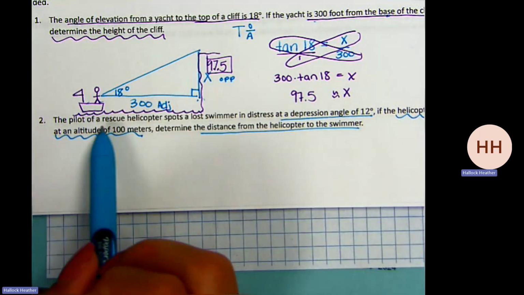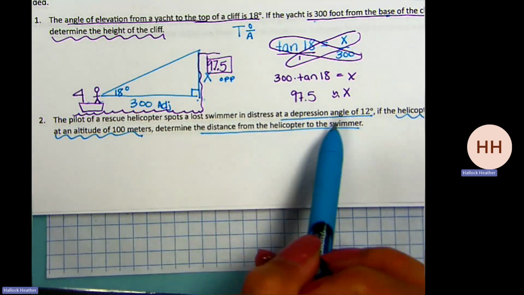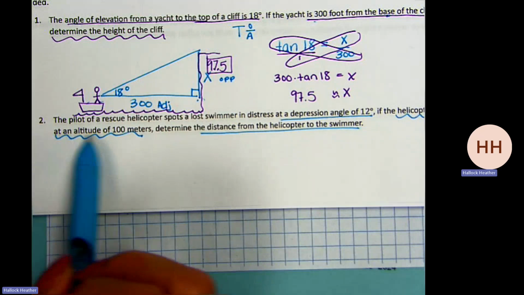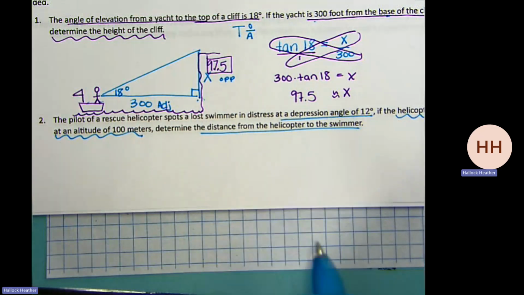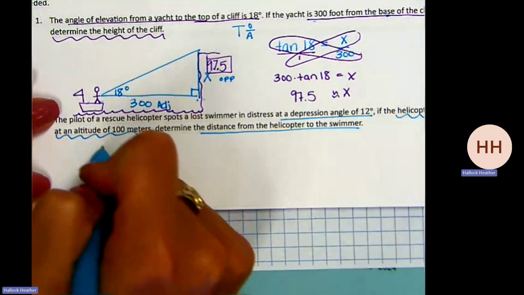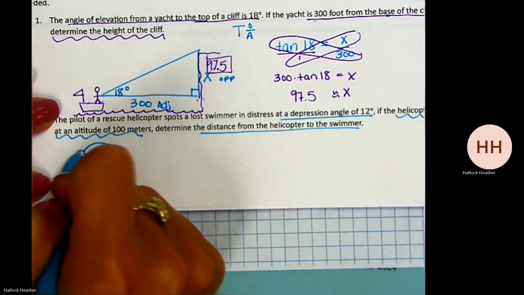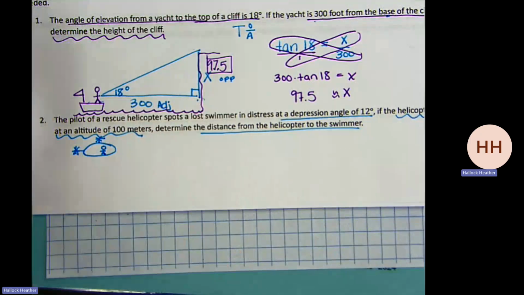Okay. So it says the pilot of a rescue helicopter spots a lost swimmer in distress at a depression angle of 12 degrees. If the helicopter has an altitude of 100 meters, determine the distance from the helicopter to the swimmer. Okay. So you're in a helicopter. So now we got to draw a helicopter. So here I am. Okay. I'm not just floating in the sky. I'm in a helicopter. This is my helicopter. Okay. Don't judge my helicopter skills. There we go. There I am.